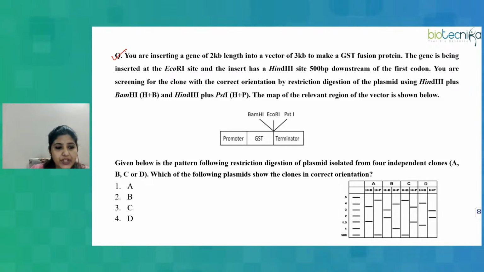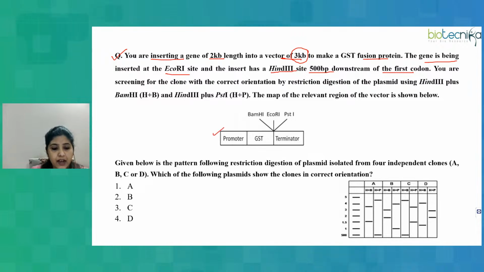So the very first question is about cloning. You can see the question: you are inserting a gene of 2 kb length. So the size of the gene is 2 kb and you are inserting it into a vector of 3 kb to make a fusion protein. So basically you are inserting a gene into a vector, so vector plus gene. You are making a fusion protein and the gene is being inserted at the EcoRI site, and the insert has a HindIII site 500 base pair downstream of the first codon.